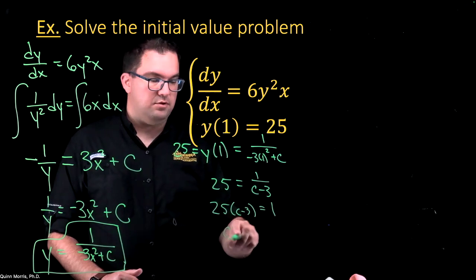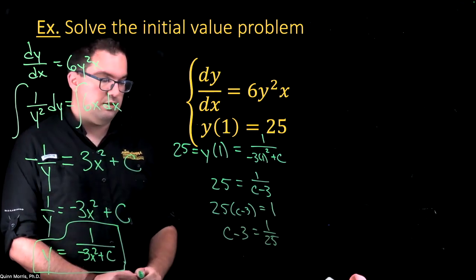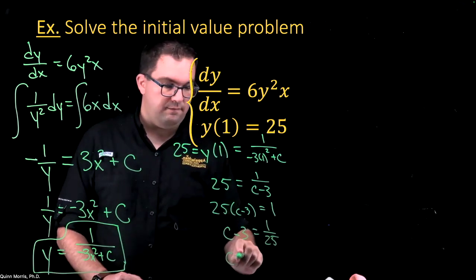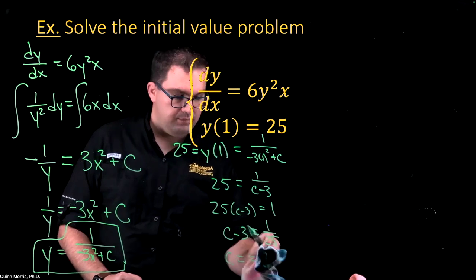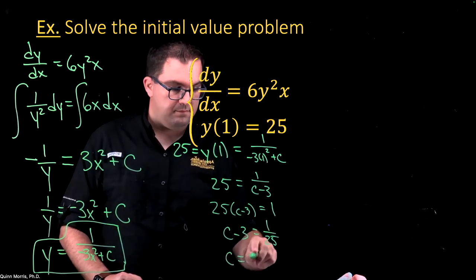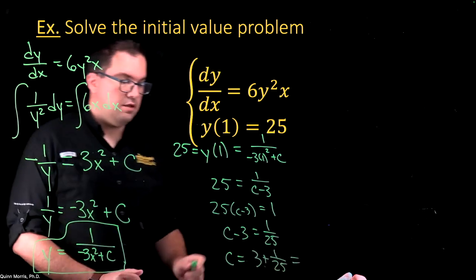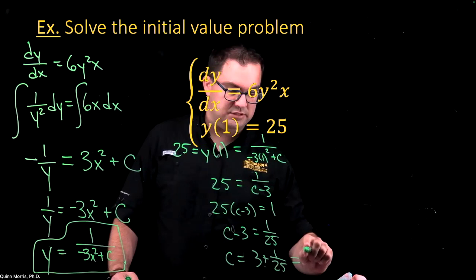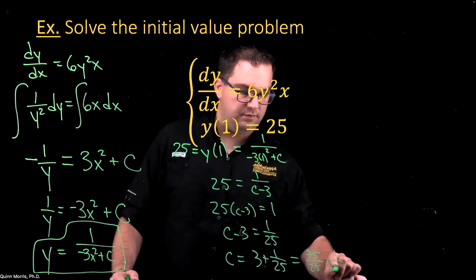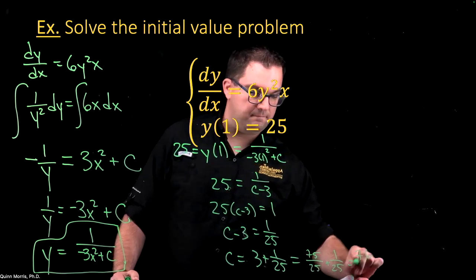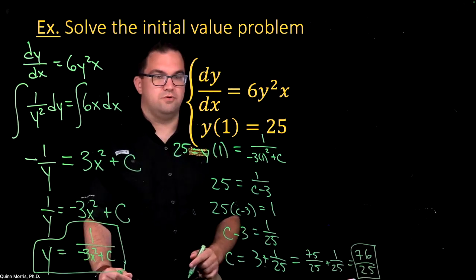And now I can divide both sides by 25. And now I add 3 to both sides. And I could rewrite that 3 as 75/25, so I can get a common denominator. And that gives me my particular value of c that I want.